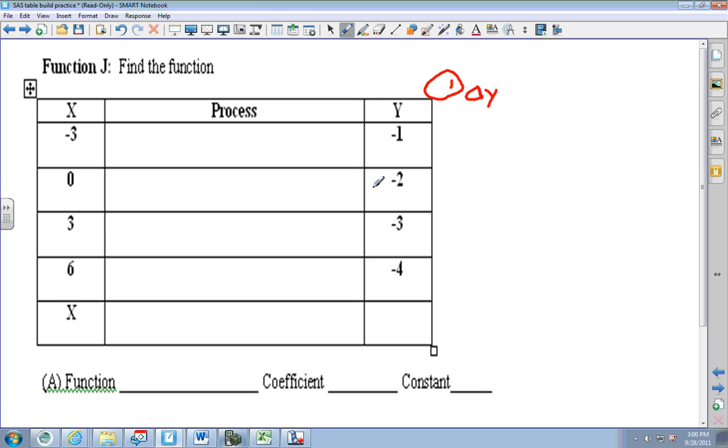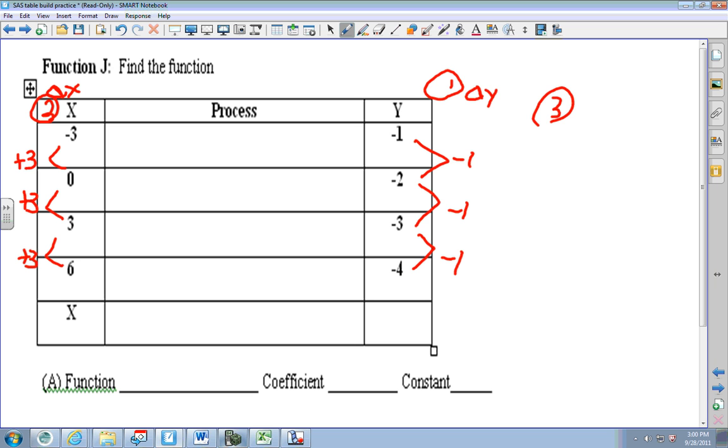Of course, I don't have that column. Well, that's okay. We don't need that. How do you get here? I subtract 1. Subtract 1, subtract 1. Step 2 is to find delta x, right here, plus 3, plus 3, plus 3. Now, step number 3 is to take delta y divided by delta x.